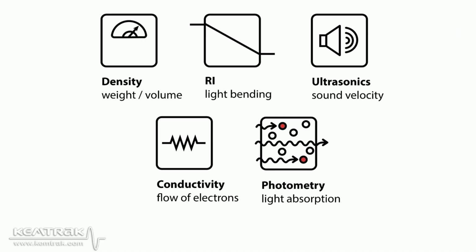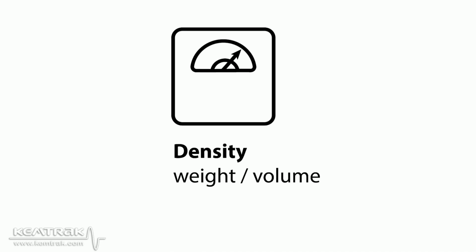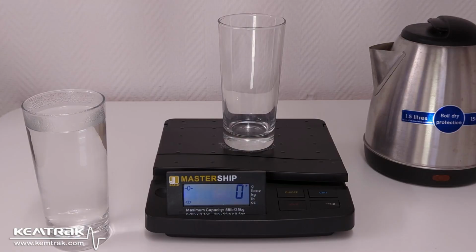Today I am going to compare methods that are used to measure the concentration of a liquid component in an industrial process stream. I will discuss 5 common methods used in the industrial process industry: density, refractometry, ultrasonic, conductivity, and photometry. Density is defined as the mass of a compound divided by its volume.